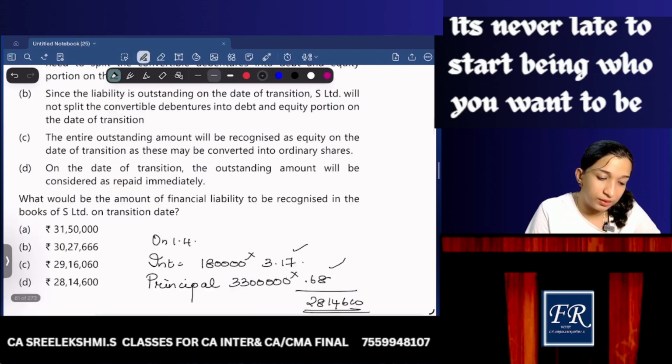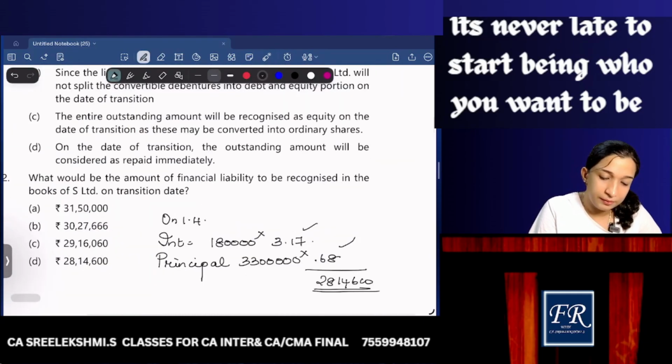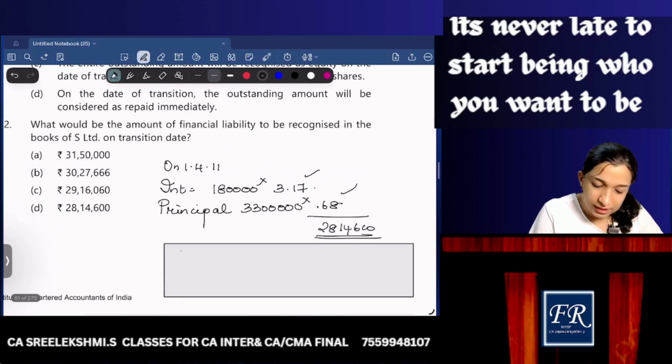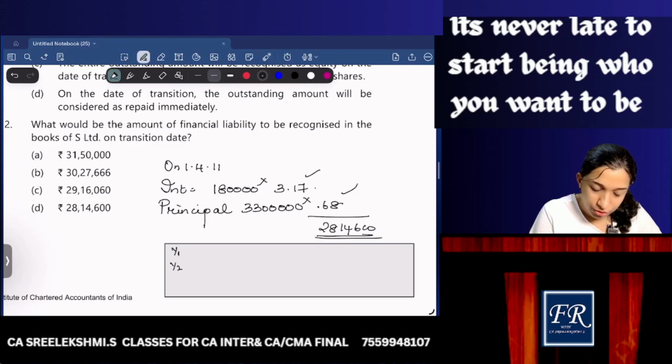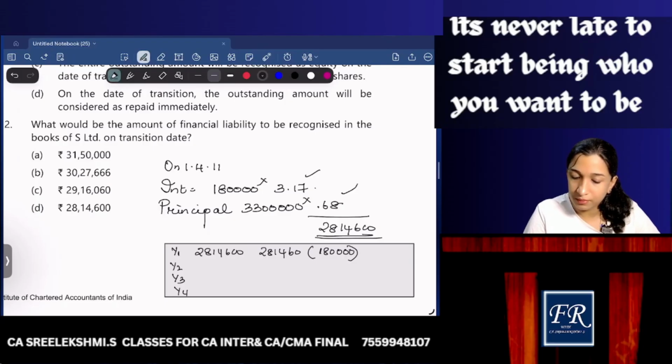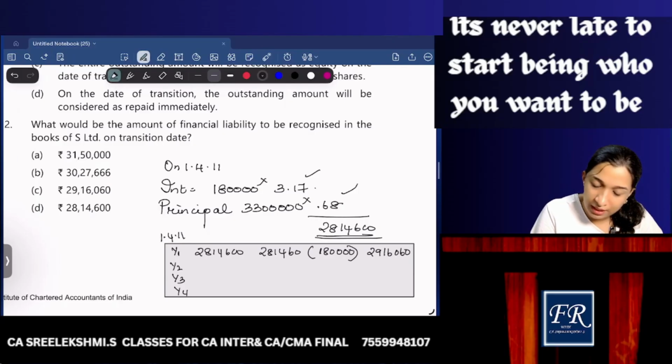So on 1st April, what is the date? 2011. So then we prepare the amortization table. Year 1, 2, 3 and 4. So 28 lakh 14,600 will unwind interest 2,81,460. Repay 1,80,000. 29 lakh 16,060. So this is 1st April 2011. So this is 31st March 2012.